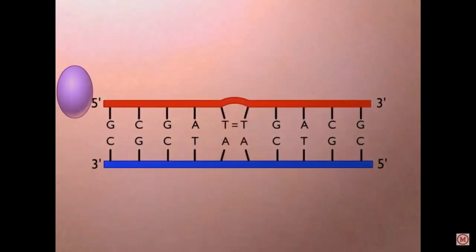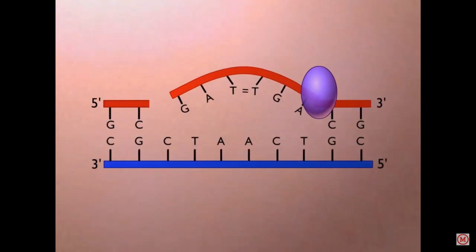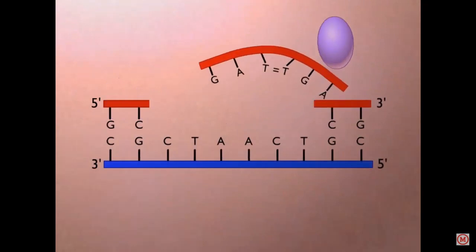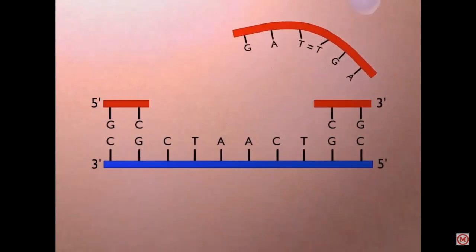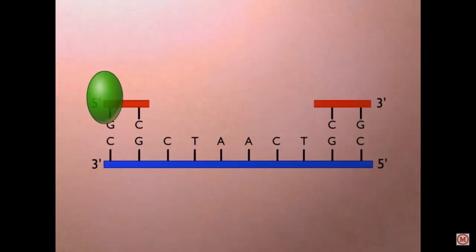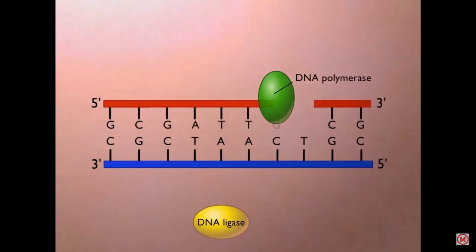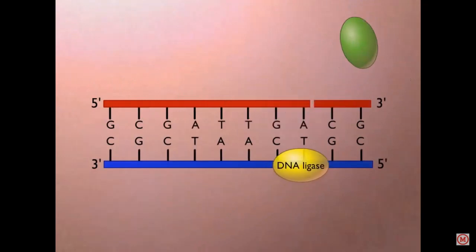A second repair mechanism involves an enzyme that excises the damaged segment from a single strand of DNA. This process is termed excision repair or dark repair and does not require visible light. The excised nucleotides are then replaced by DNA polymerase. DNA ligase forms the final phosphodiester bond.